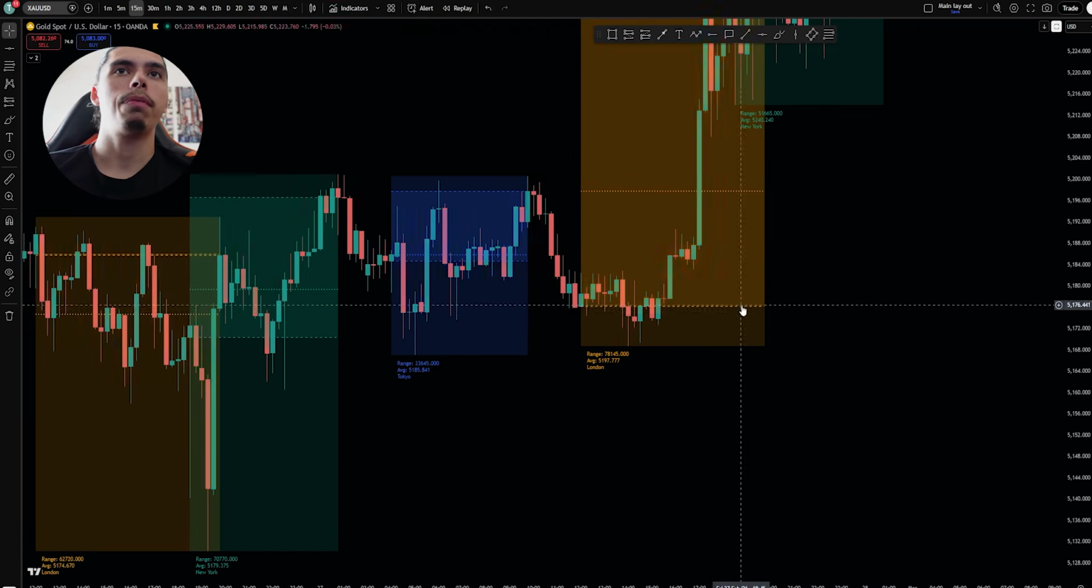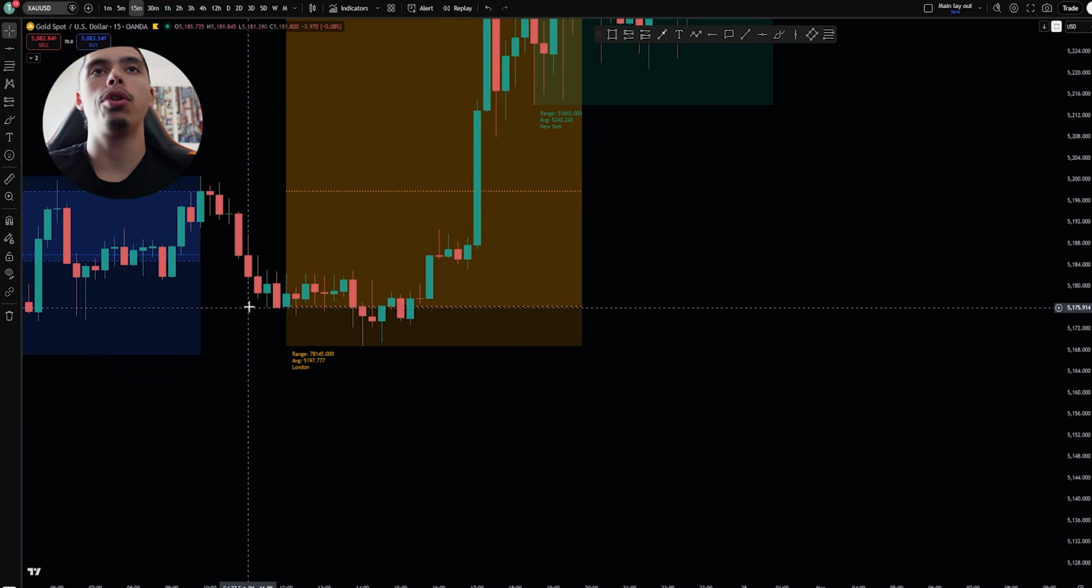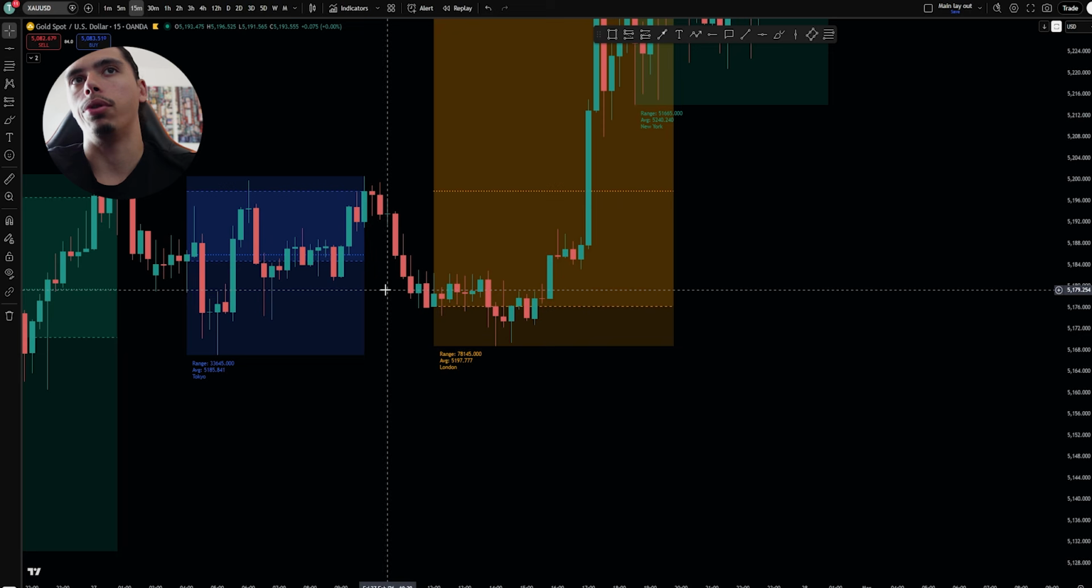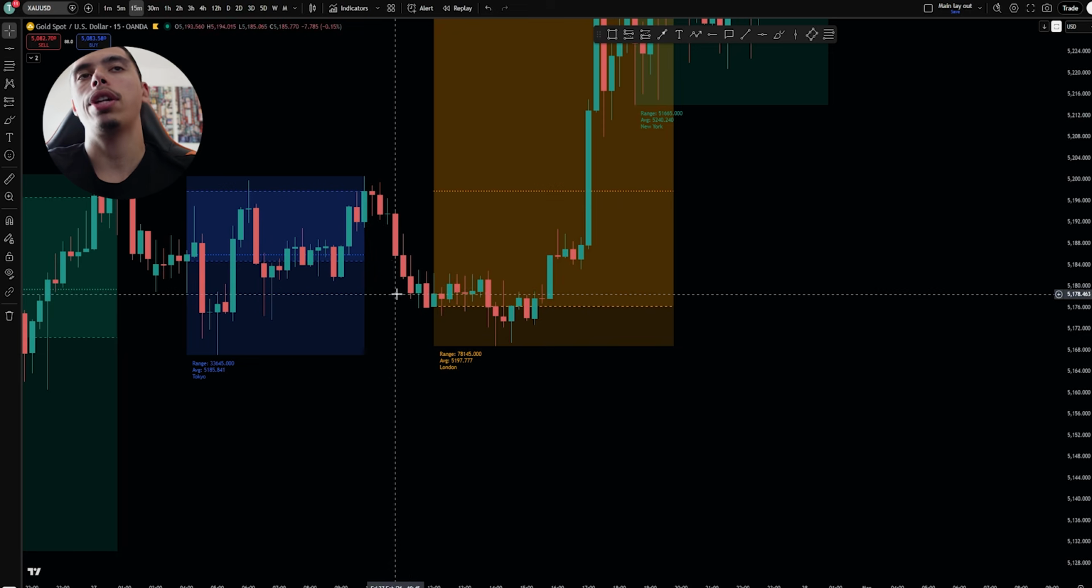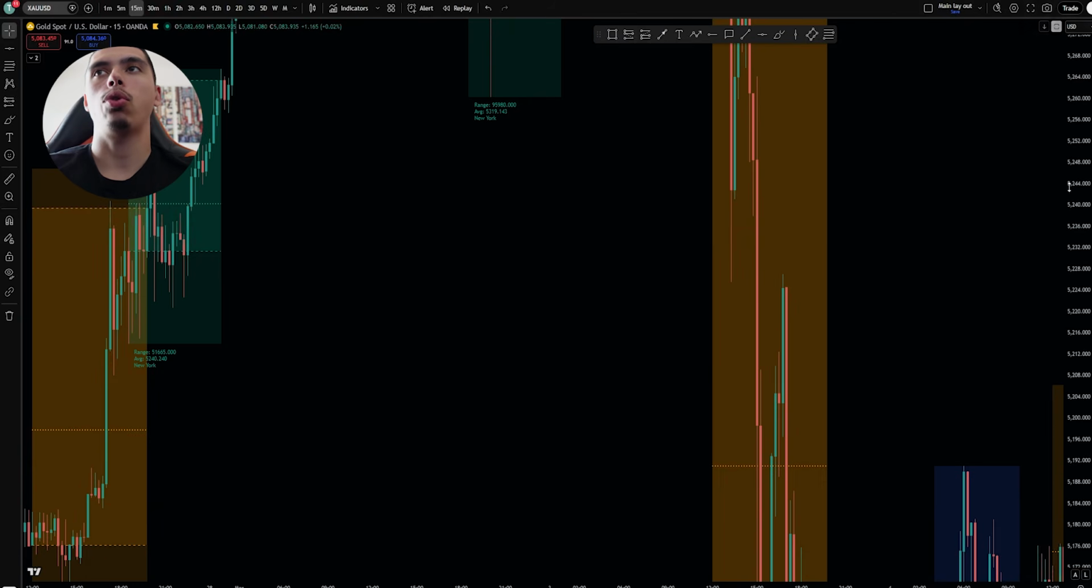Here's an interesting one, because the last half of Asian moved bullish and ultimately London moved bullish, but the London session just ranged. So it's a no trade day, because we're just ranging the whole day, right? If it's going to range like this, I'm not interested in a setup, obviously. So let's go ahead and actually talk about the entries.